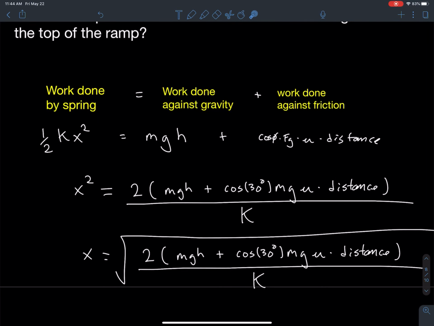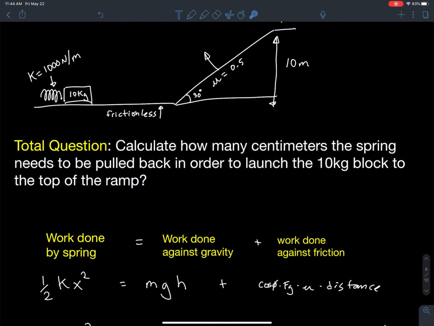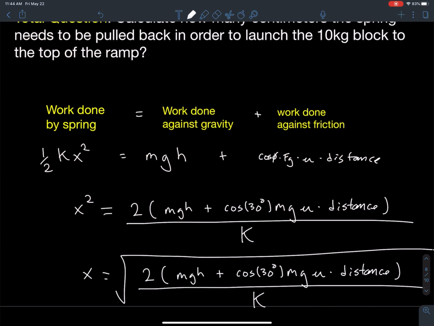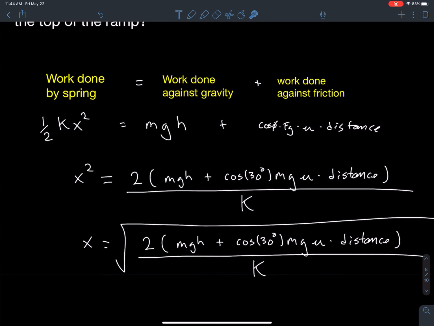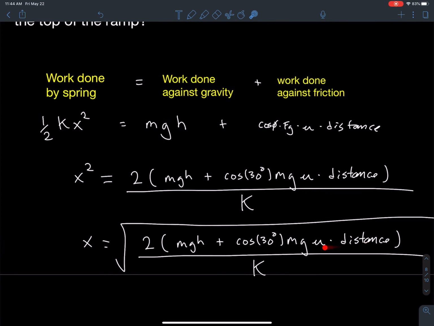How would I calculate the distance that it travels up the ramp? That's going to be 10 meters divided by sine of 30, which is going to be 20 meters. So it travels 20 meters up. Then I would plug all these variables in. I'm not going to finish the problem, I'll let you finish it. But I'd put 20 meters, 0.5, 9.81, 10 kilograms, cos of 30, 10 kilograms, 9.81, 10 meters times 2 divided by 1,000, square root all of that, and that should give me x.